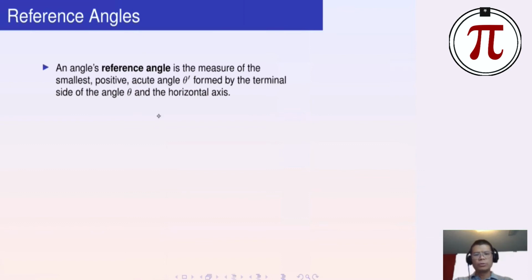Now we are going to do something about reference angles. This is a new concept. So what is a reference angle? An angle's reference angle is the measure of the smallest positive acute angle, theta prime, formed by the terminal side of the angle theta and the horizontal axis.